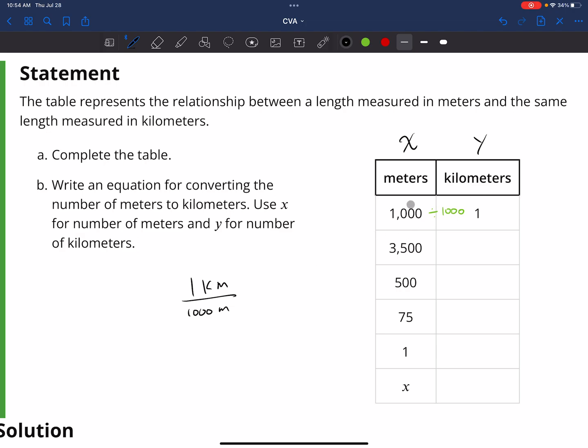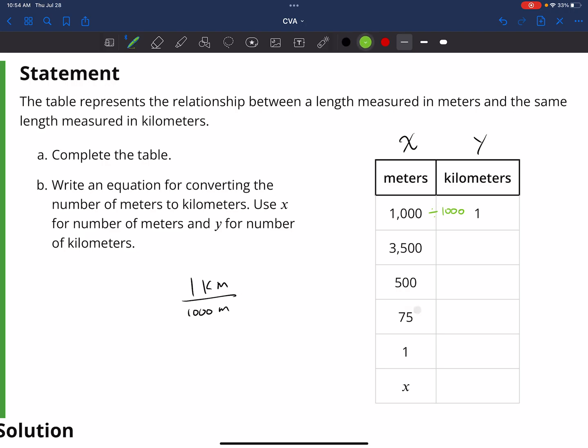So which means if I want to get 1 kilometer, I have to get 1000, right? This is just true. So from here to here, I just have to divide by 1000. So how about meters, right? How do I go from 3500 meters? 3500 meters is how many kilometers, right?